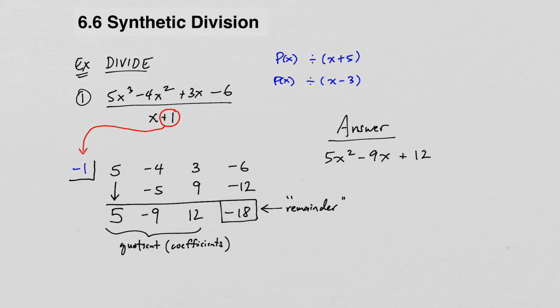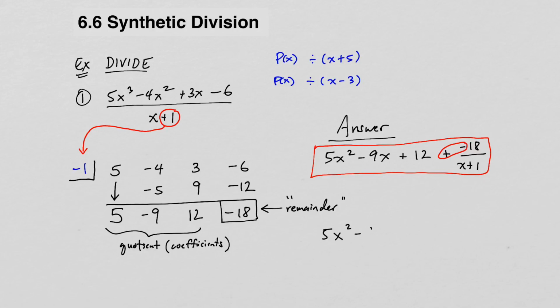So we're going to add the remainder over the original divisor. And the original divisor, of course, was here. It's x plus 1. We just bring that down here. And this is our answer. And once again, of course, you could change this plus a negative number into just a minus sign, like so.